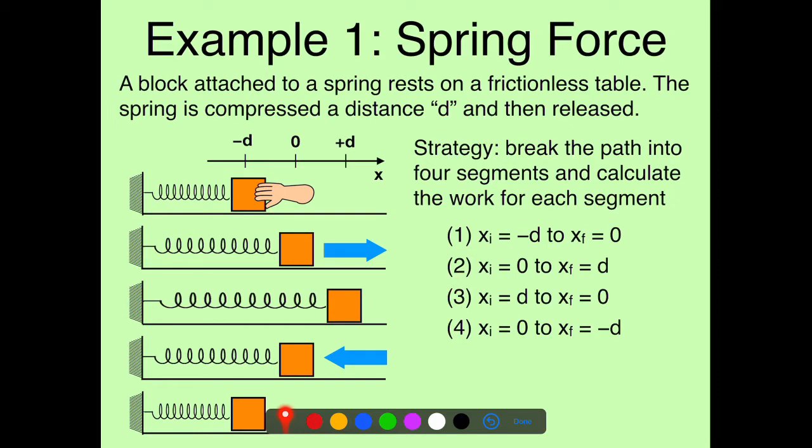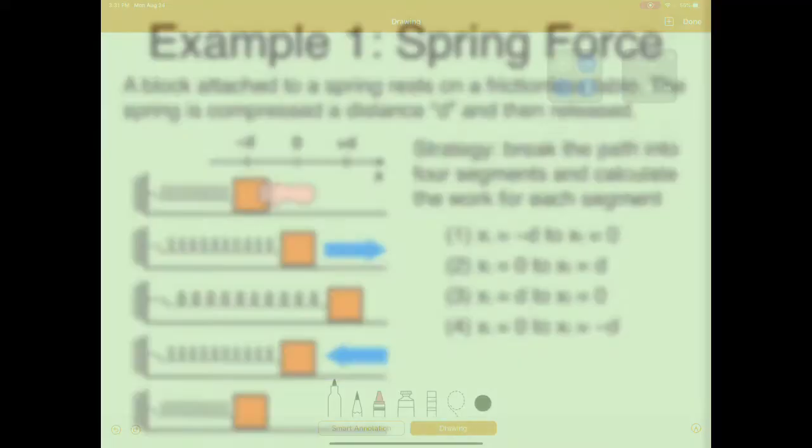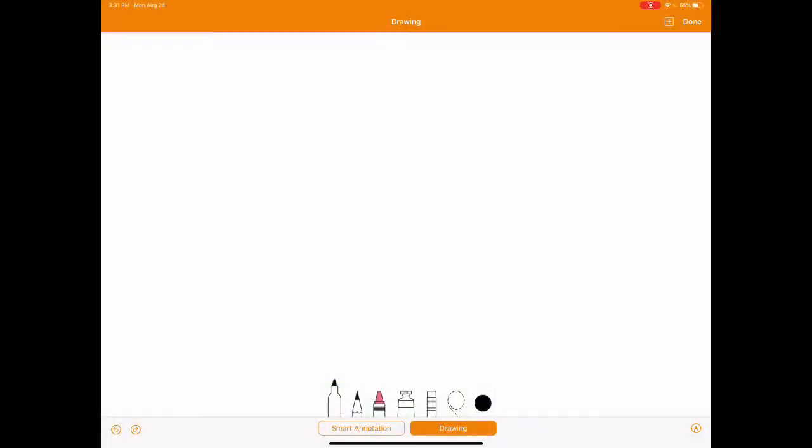The third part of the path is we are at x equals d, and then we go back to x equals 0, that's over here. And then finally, we go from x equals 0 back to x equals minus d, which is over here. So that's how we break this closed path into 4 segments. So we're going to calculate the work for each one of these segments. That's the strategy.